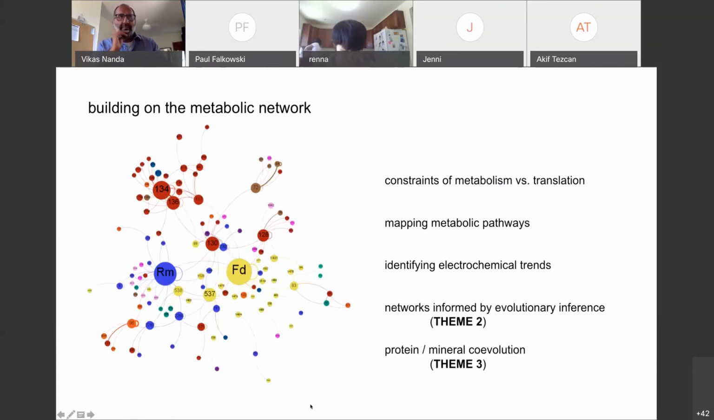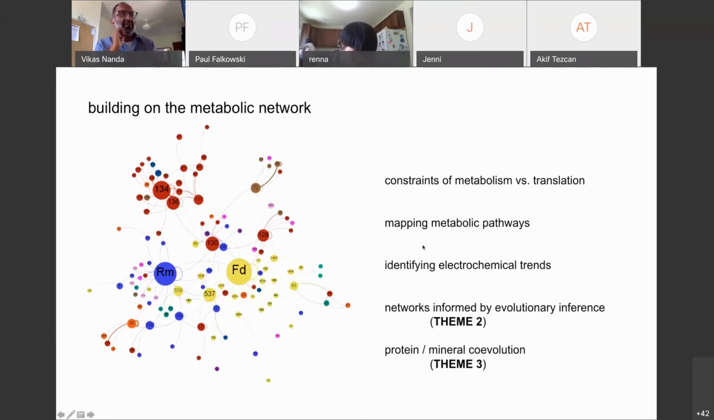All right, so I want to just end on this network again. Remember, this is a functional network, but we're now using this to make evolutionary inference. And we're really just at the start now of mining the data that is in this network and understanding it better. And in collaboration with Lauren Williams at Georgia Tech, we're thinking about the evolution of folds, extracting from this symbolic network and comparing it with his trajectories of protein fold evolution from the ribosome, thinking about the constraints of metabolism and translation, mapping metabolic pathways.